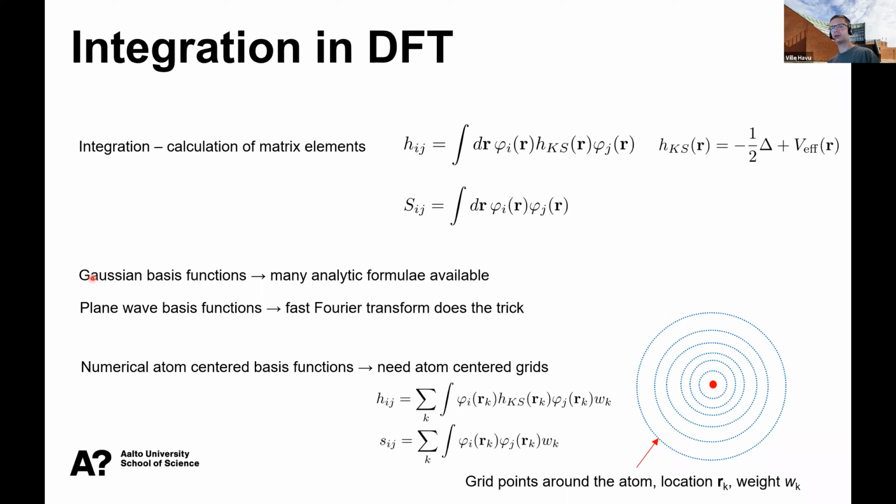I want to note that if you have, for instance, Gaussian basis functions, a lot of these things can be done with analytic formulas. This is not the case in AIMS, so that's why we are not going to deal with that. We have to resort to something else. If you have plane wave basis functions, you can benefit a lot by doing fast Fourier transforms. Not everything goes by that, but a lot can be done by just Fourier transforming, operating, and transforming back.